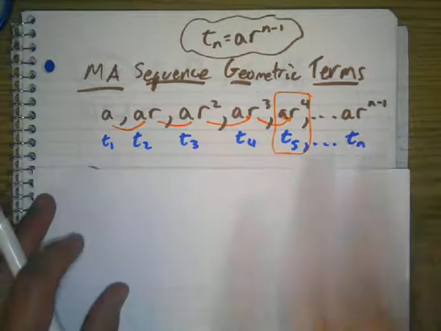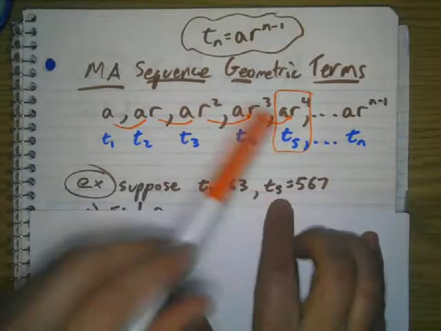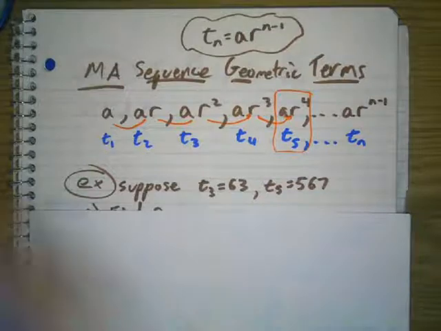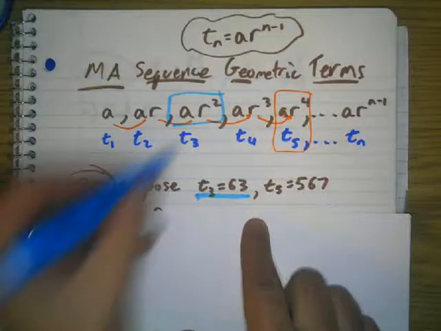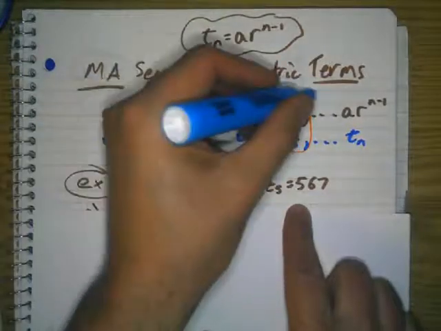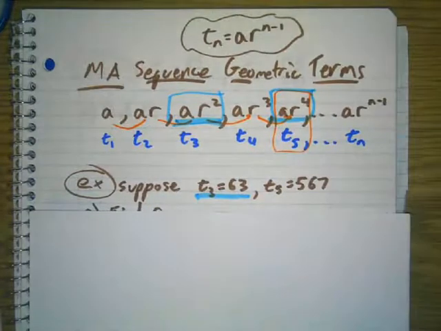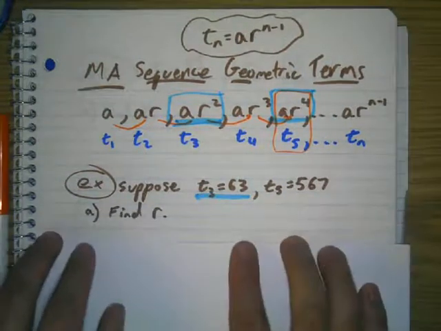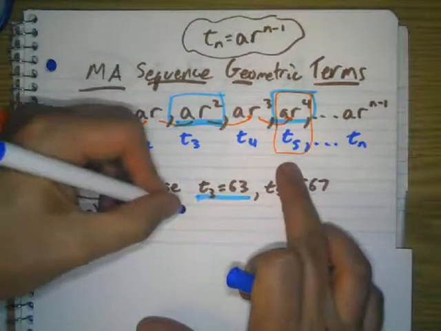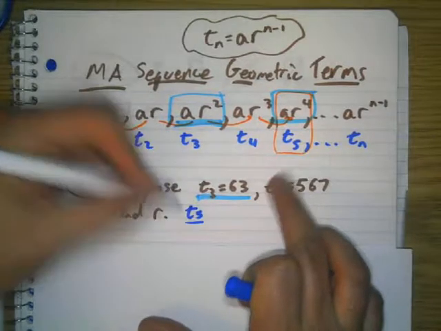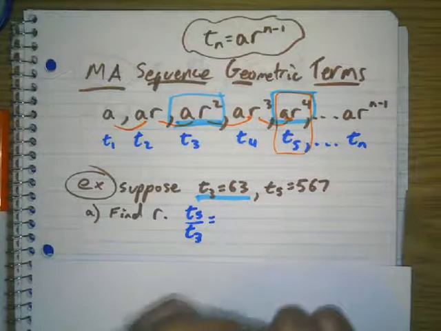Now, we're going to start doing something a little more tricky. What happens if I give you the third term and the fifth term? Well, the third term is ar squared, right? And the fifth term is a times r to the fourth. So how am I going to find r? Well, let's think of it this way. What would happen if I had the fifth term divided by the third term? Well, that would be equal to what?